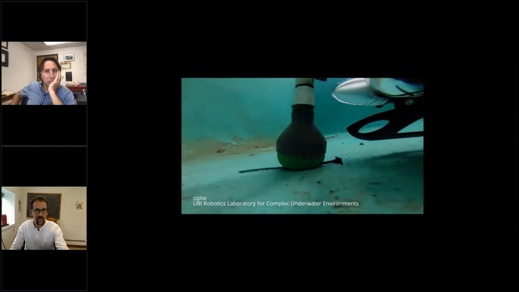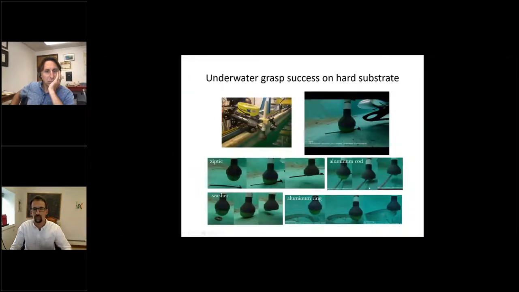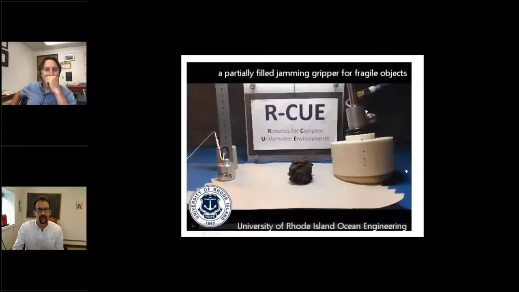Now we can do this with zip ties. We did this with aluminum rods, with aluminum rings, and so on and so forth. And the whole idea here was, well, it doesn't matter what we're picking up, we should be able to grab it as long as it's about the right size for what we're after. And a big thing we wanted to say early on was that you can do this without having a dramatic effect on the object itself.